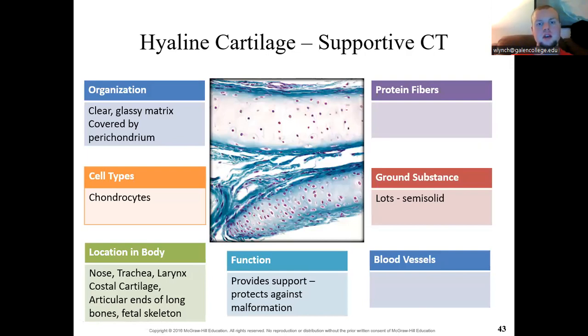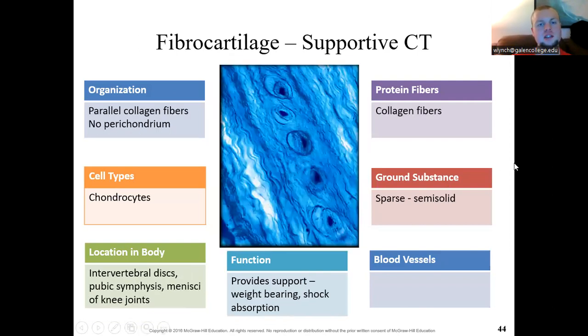Cartilage types. Hyaline cartilage, this is the most abundant type in the body. We're going to find this in areas such as the nose, the larynx, the ends of long bones at joint surfaces. It's going to have chondrocytes that secrete cartilaginous matrix, and it provides support and protection.